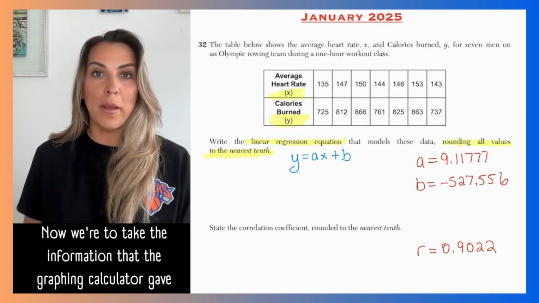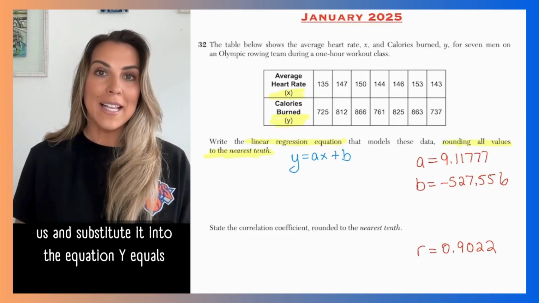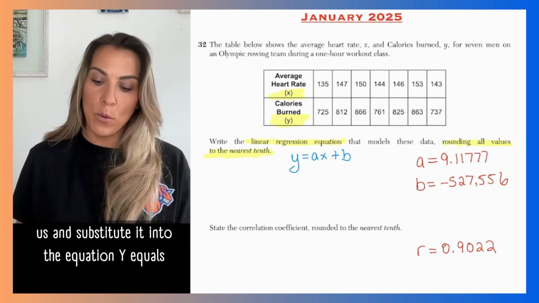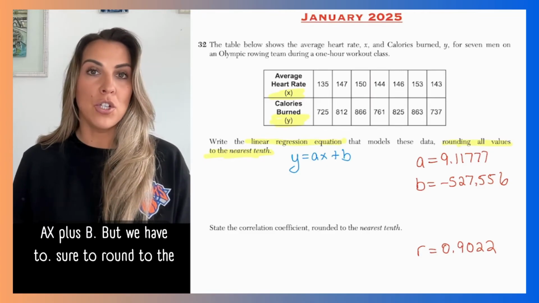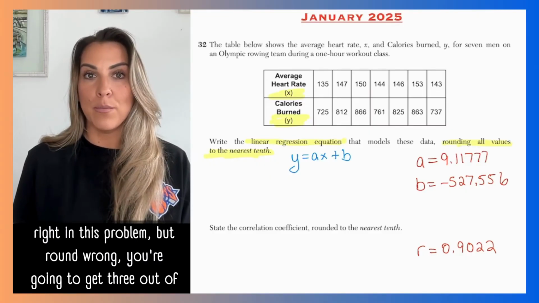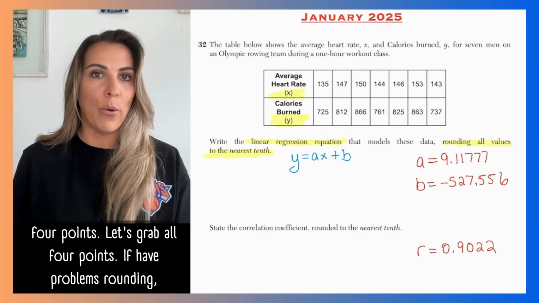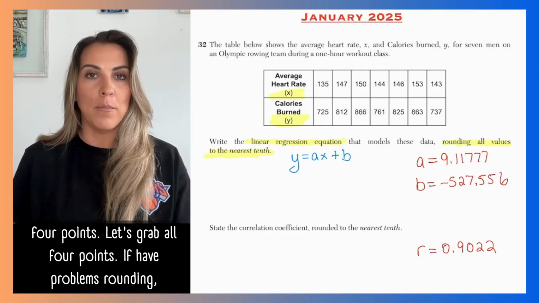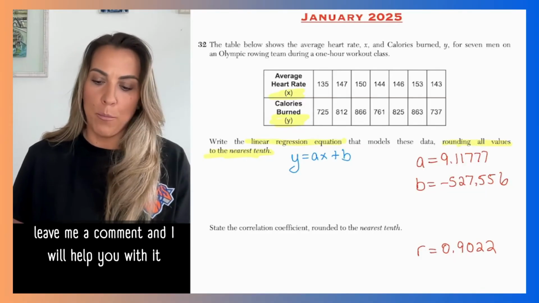Now we're going to take the information that the graphing calculator gave us and substitute it into the equation y equals ax plus b. But we have to be sure to round to the nearest tenth, like they said. If you do everything right in this problem, but you round wrong, you're going to get 3 out of 4 points. Let's grab all 4 points. If you have problems rounding, leave me a comment and I will help you with it.